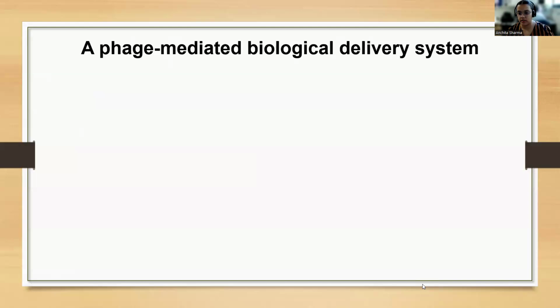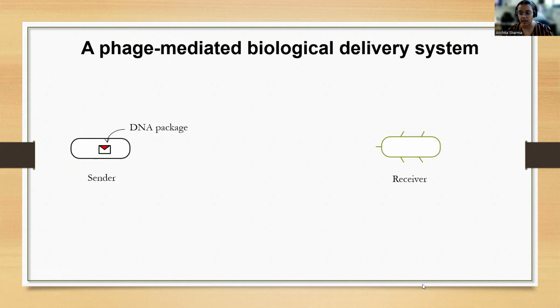So, picture a sender that wants to deliver a DNA package to a receiver cell. Our carrier for that package is M13 phage. M13 is ideal here because it's non-lytic. That means it secretes DNA continuously from a living cell rather than releasing everything in one burst when the cell dies.